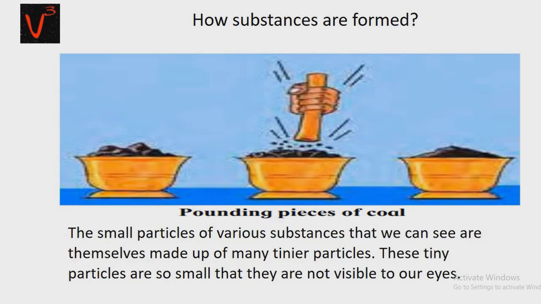Now, after crushing the coal, we got the coal powder. Even after I crush the coal powder also, I'll get more fine powder. I can go on crushing and crushing. I will get finer and finer powder. So, these substances are made up of many tiny particles. These tiny particles are so small that they are not visible to our eyes.